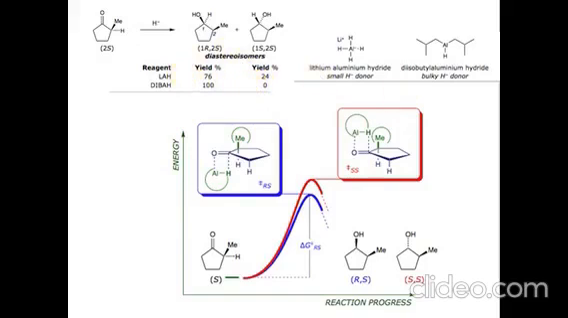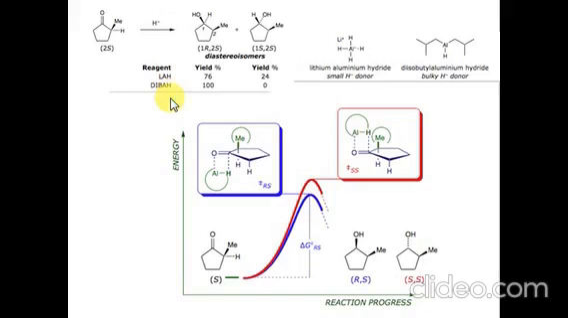But when you are using a bulkier hydride source, this is diisobutyl aluminium hydride, and we call it DIBAL. When you are using this strong, bulky hydride source, you can see that only this product is forming and this product is not forming at all. So DIBAL exclusively yields only one product. With DIBAL there is no other option, but with lithium aluminium hydride there are two options, right?